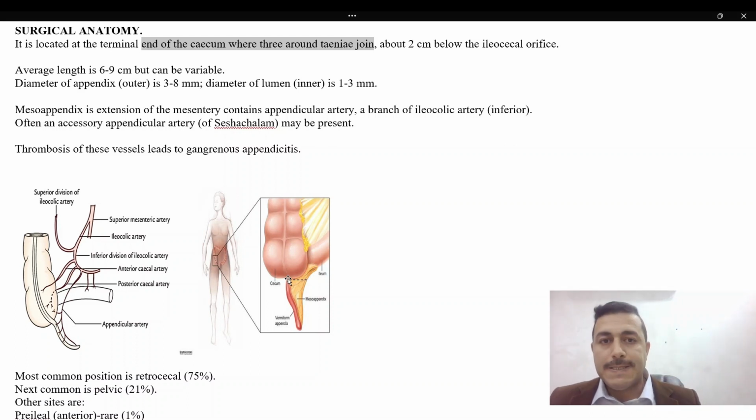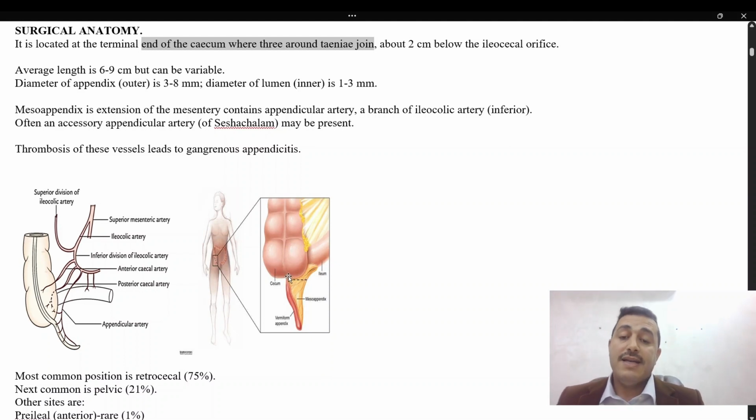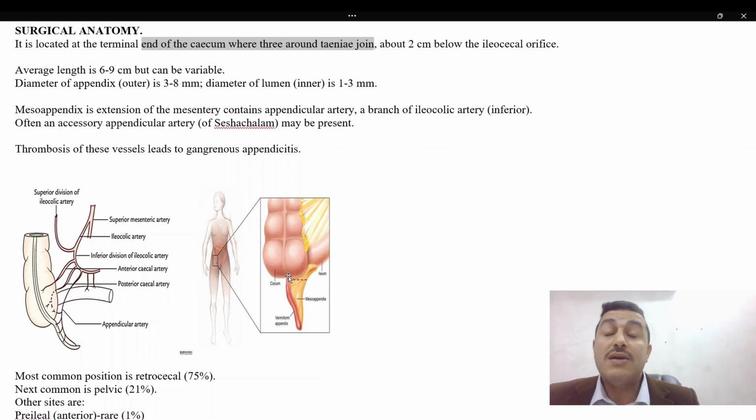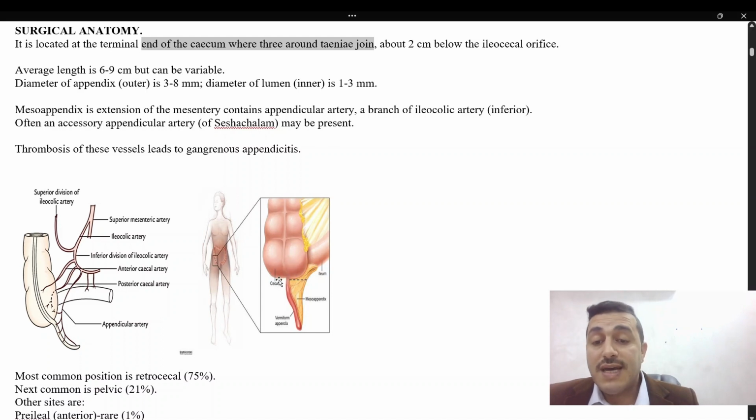And actually it is 2 centimeters below the ileocecal orifice. This is the ileocecal orifice, and it's about 2 centimeters below it where the 3 tinea coli, this is one of them, there are other 2, join. We said that it has a clinical significance. Actually the base is fixed, it's constant in its location. It's where the tinea are located, so it helps us intraoperatively to find the appendix, because the tip can be anywhere.